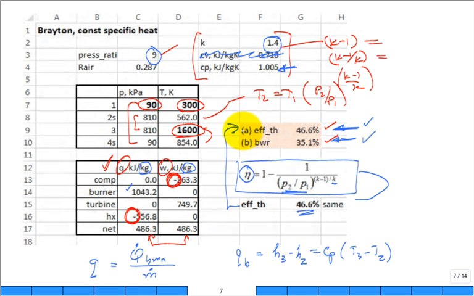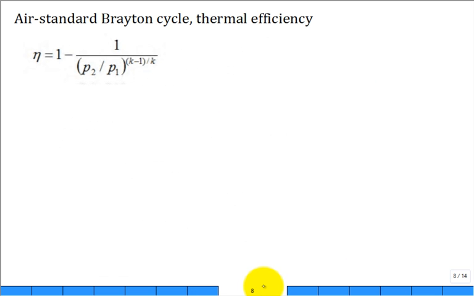So let's press forward. Let's go ahead and derive this equation for the thermal efficiency of the air standard Brayton cycle, assuming constant specific heats. Well, right away what I need to do is sketch. I'm going to talk about the compressor, the burner, the turbine, and the heat exchanger. I know I'm just repeating everything, but I think it's pretty good to repeat it. So this is state 1, state 2, state 3, and state 4.